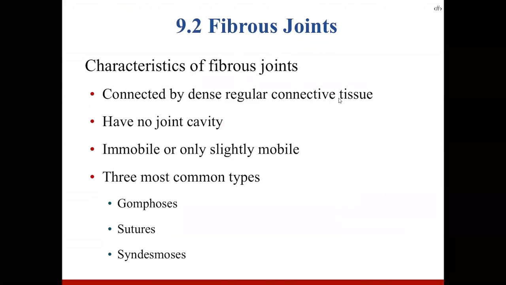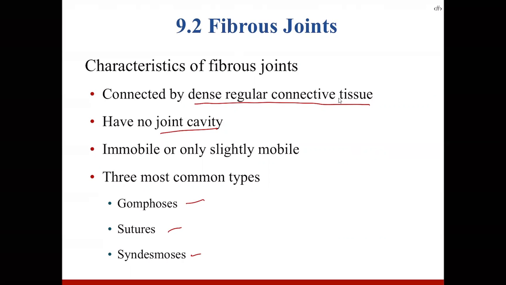Okay, so fibrous joints, what are their characteristics? So they're connected by dense, regular connective tissue. Okay, so it's really dense. There's no joint cavity. They don't move very much. And there's 3 types. So gomphosis, a suture, and syndesmosis. And those are lovely words, aren't they?